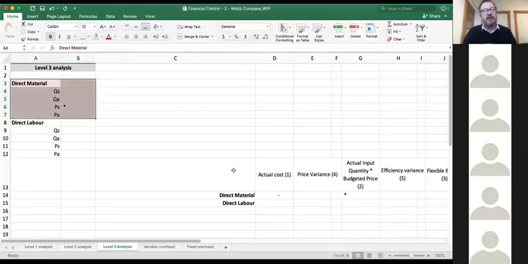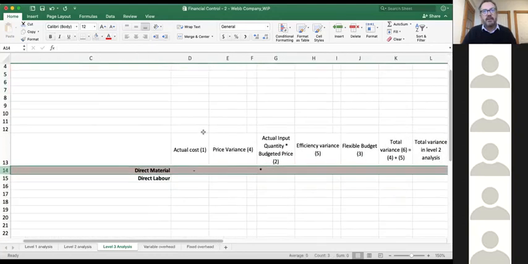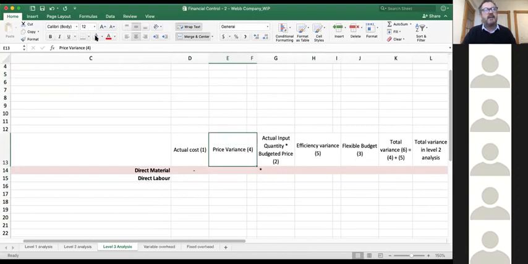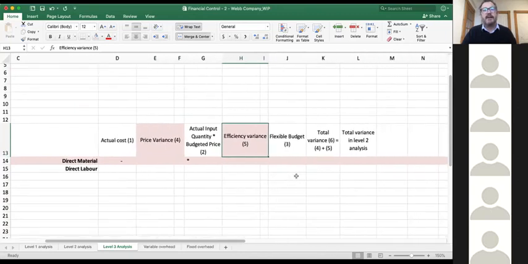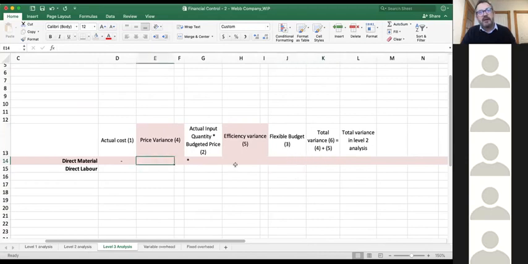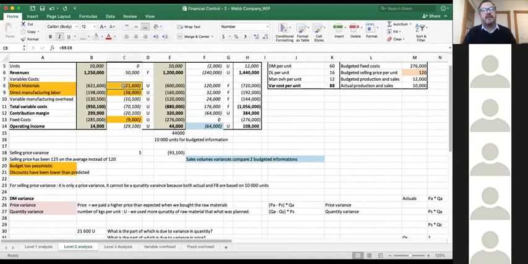This. And once you have that, you can do this line, right? So you can calculate the price variance. You can calculate the efficiency variance, which is the same thing as the quantity variance. And so then you can calculate the total variance, which is price plus efficiency. And of course, that should be the same thing that you find here, 21,600. Okay?